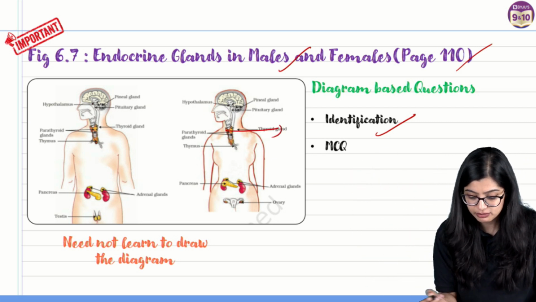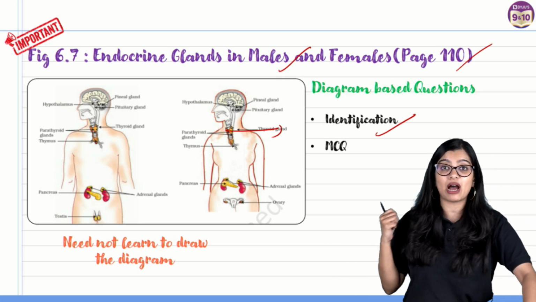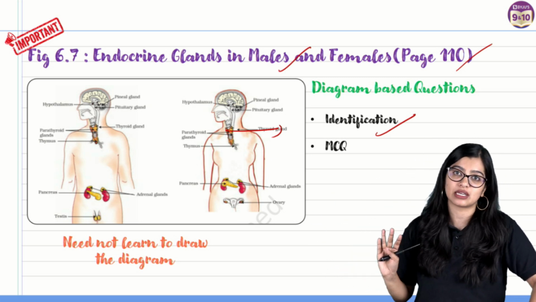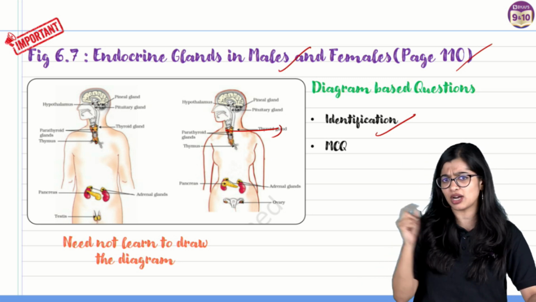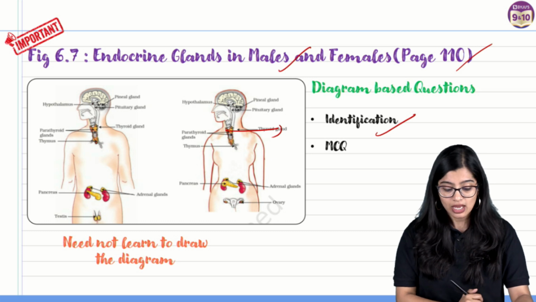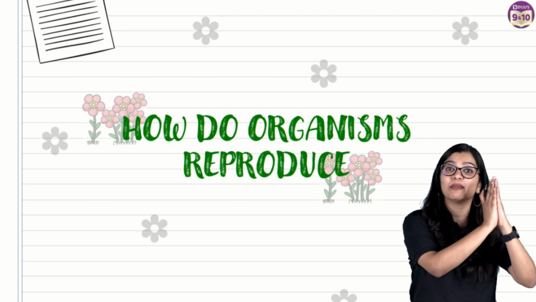Label maybe the thyroid gland and ask you what is part A, what is the hormone secreted by part A, what would happen if there's a deficiency in the hormone secreted. So this could be some kind of potential questions that could come from these kind of diagrams. Now, of course, with this we are done with control and coordination and we will move on to chapter number 3.